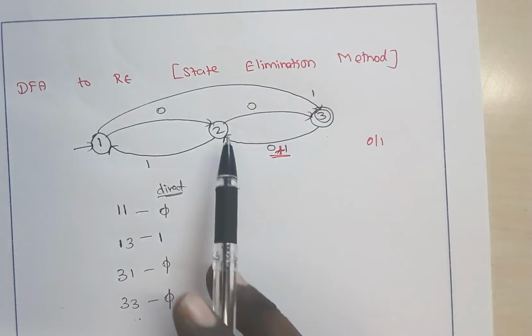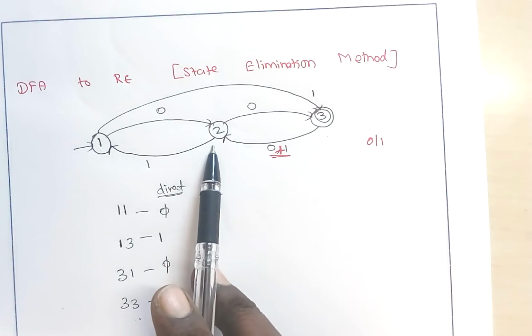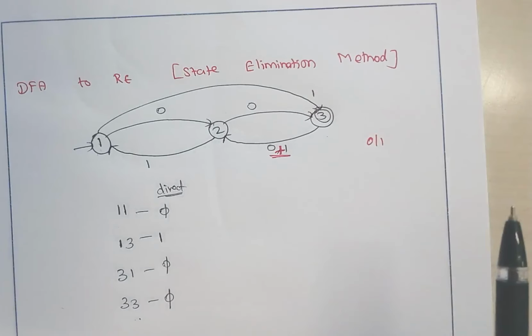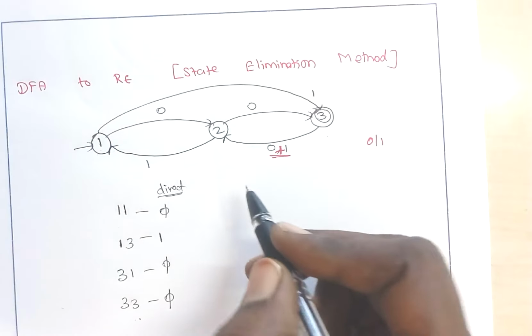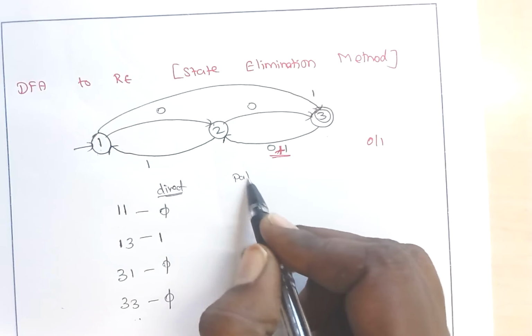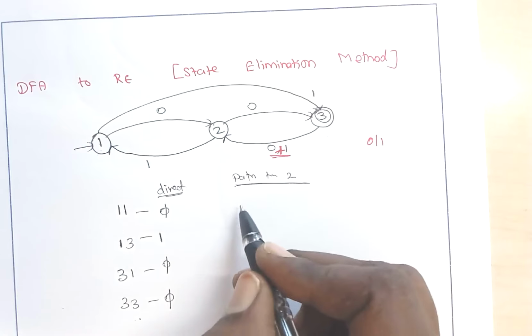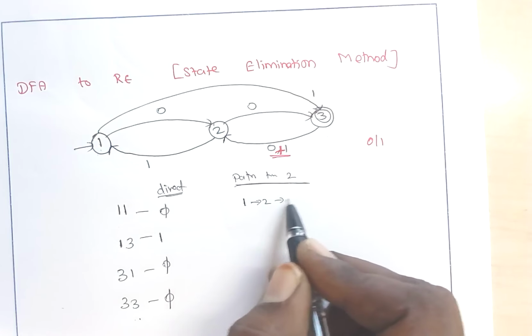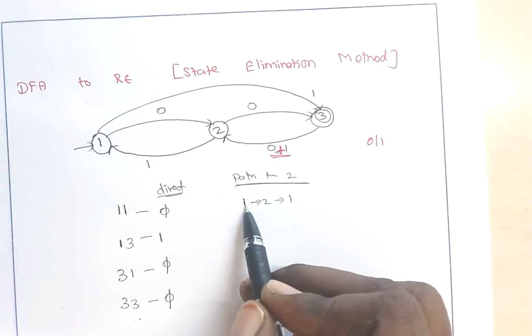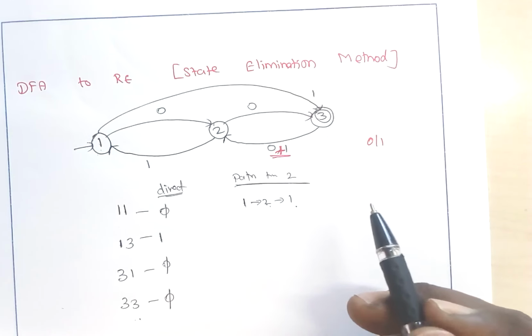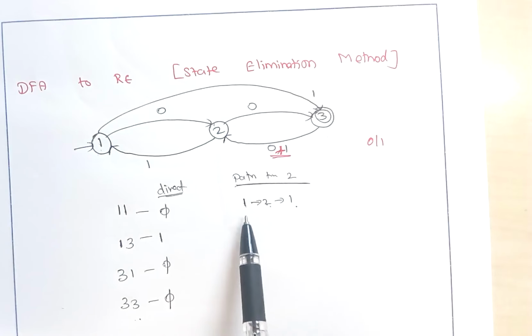And since we are going to eliminate the state 2, we are going to find the path from these possible states with 2 as an intermediate state. That is, path through state 2. So that can be written as from 1 to 2 to 1. If there is a path that exists from 1 to 2 and 2 to 1, we are going to take those kind of paths as it is. Okay, so we'll see it.